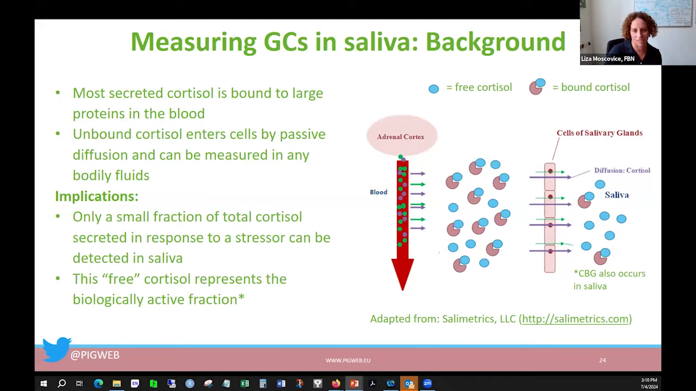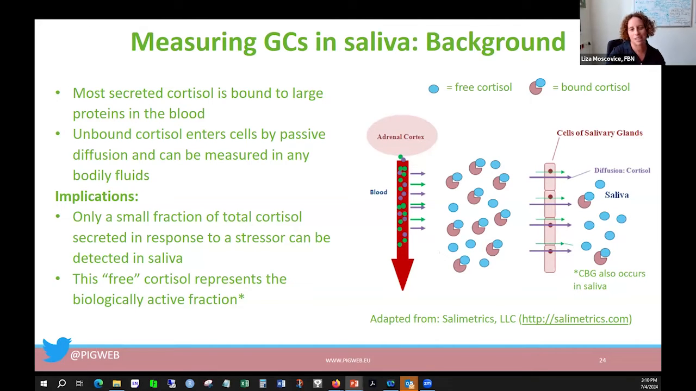So the bound cortisol is not biologically active at that time. And usually in some situations, the free cortisol and the total cortisol or the bound cortisol are correlated. Not always the case, and there are differences in opinion on this, but in general there's this belief, or hope at least, that the free cortisol in saliva may be a more accurate representation of the cortisol that is mobilized to work in the body to respond to challenges.